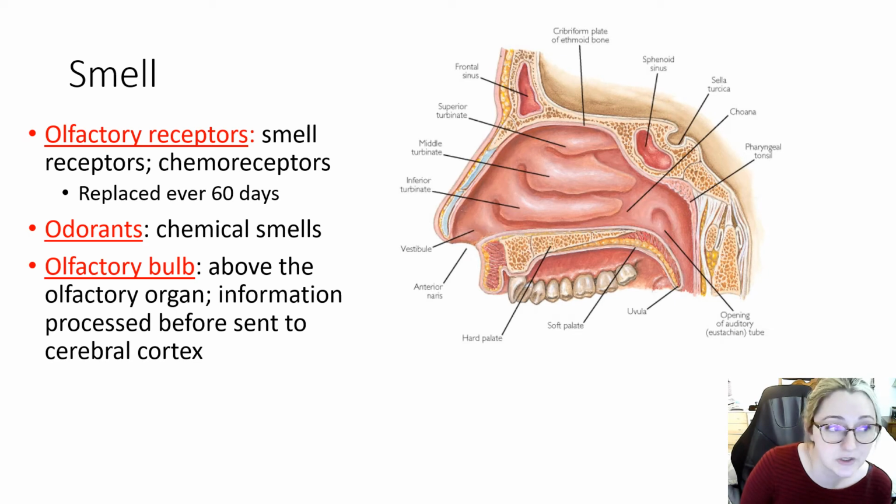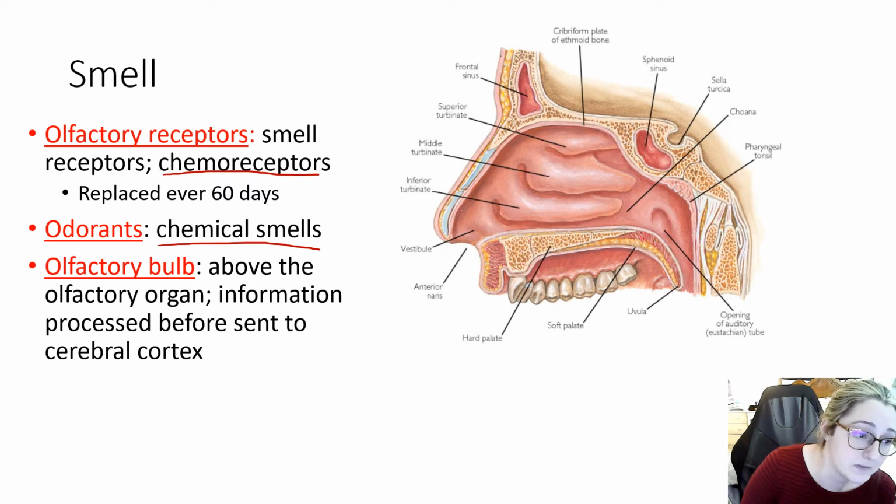So here we're going to start with your sense of smell. You're going to have something called olfactory receptors, which are known as chemoreceptors, meaning they are chemical receptors. They will receive odorants, chemical smells, and be able to take that up to the olfactory bulb. This is going to be above the olfactory organ, but you don't really need to know that. Just tuck it away for later. Information is going to be processed here in the olfactory bulb before it is sent to the cerebral cortex.